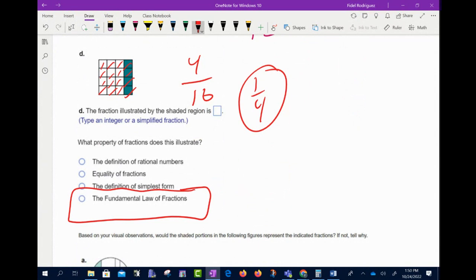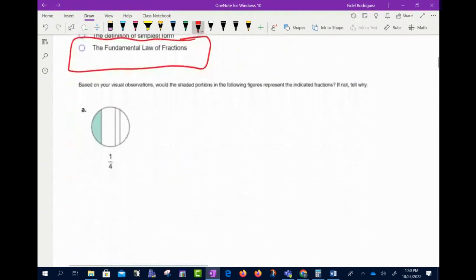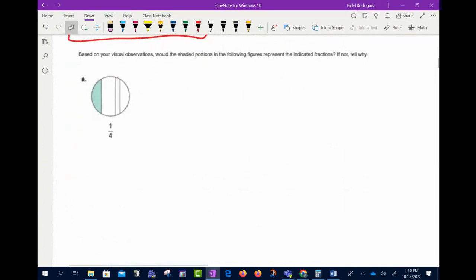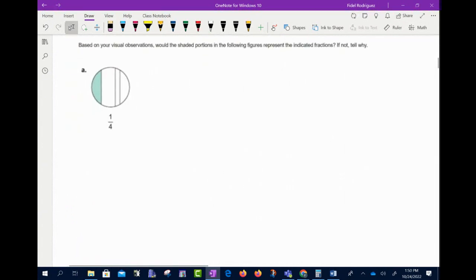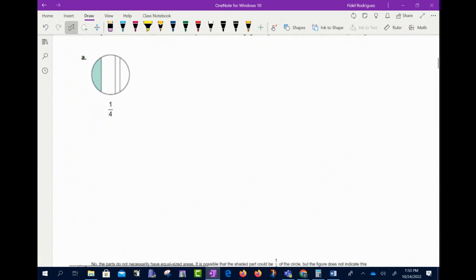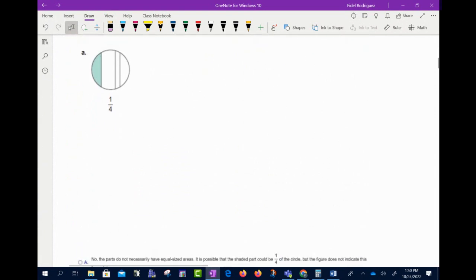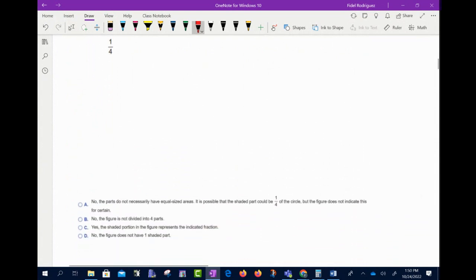All right. So going on to the next problem, it says, based on my visual observations, would the shaded portion in the figure represent the indicated fraction? If not, tell why. So they're asking me, is that fraction, did we cut it into 4 equal pieces, excuse me, and shade 1/4 of it? Well, I know it's not cut up into 4 equal pieces, but we could cut it up into 4 equal pieces. But the question is, are we still shading a fourth? And that's kind of hard to tell, y'all.